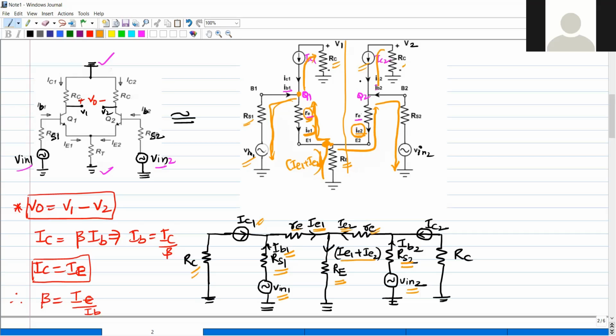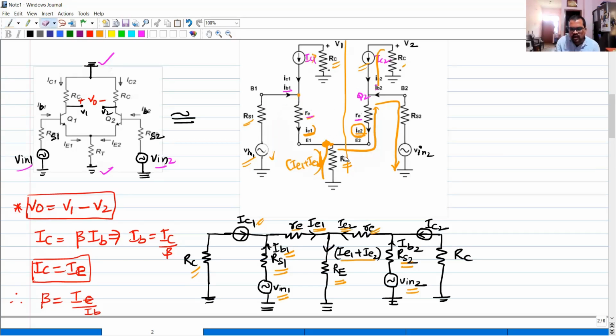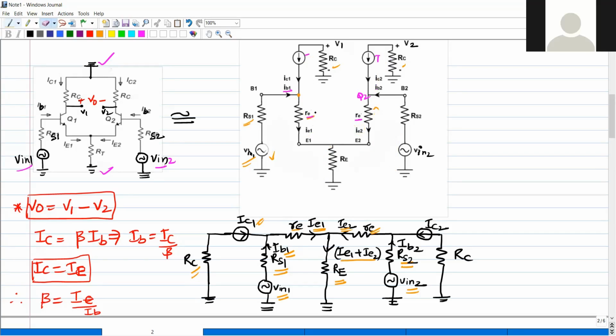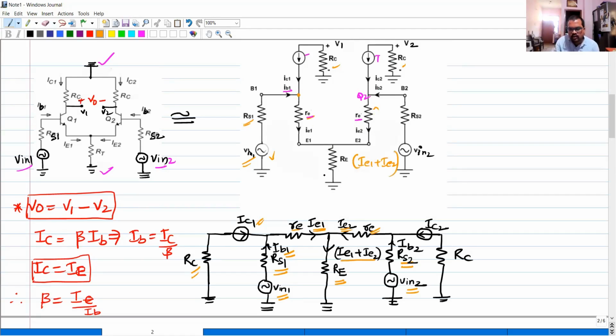So this entire figure, I have replaced with another type of arrangement so that it is easy to analyze the operation. I hope everyone is clear. Did you understand how this figure came about? Is there any doubt? No, sir. Okay, thank you.